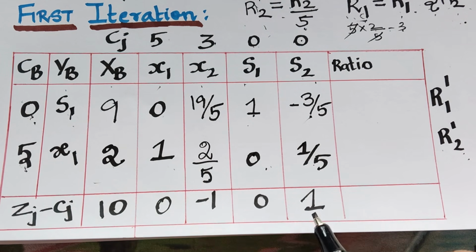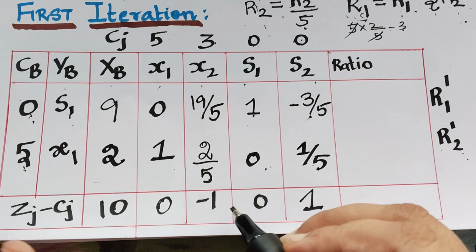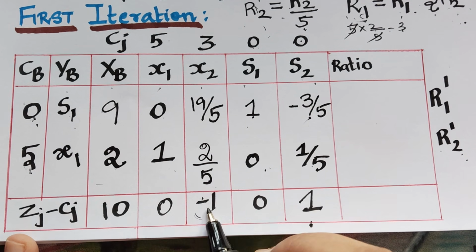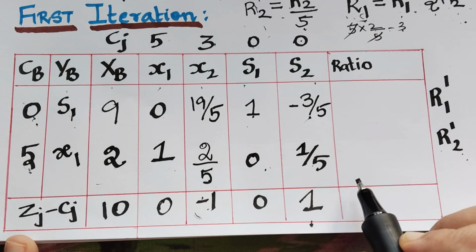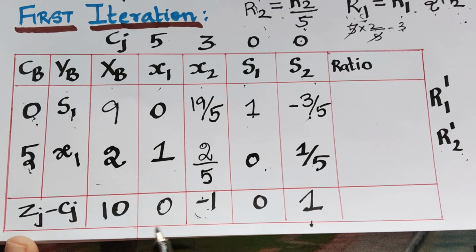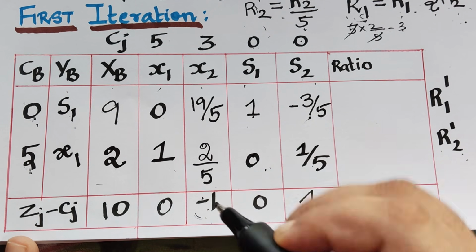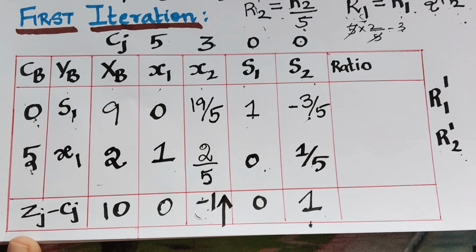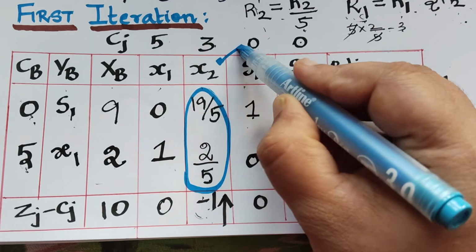Is all the Zj minus Cj greater than or equal to 0? No. We see that one of the values is negative. So if you have a negative value, then the optimal solution is not attained. You have to further proceed the iteration. Now the most negative will enter the table. But we see that there is only one negative value, and obviously this variable will enter the table. So this becomes the pivotal column now, and x2 has entered the table.